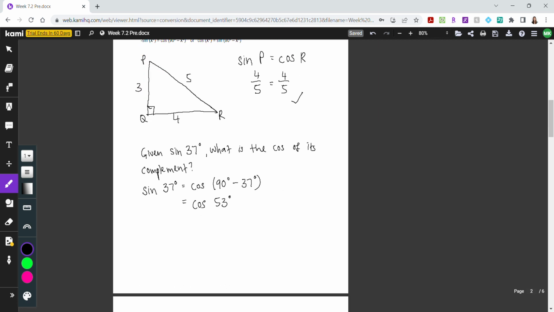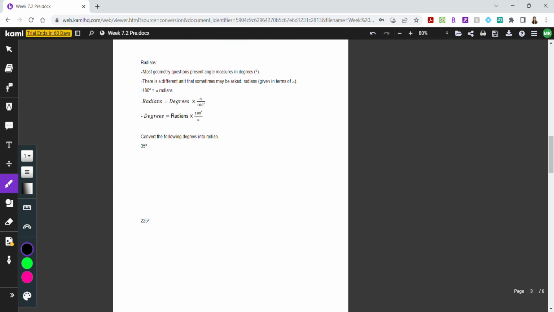All right. Next thing that we have is radians. Most geometry questions present their angle measures in degrees. There's also a different unit that sometimes will be asked, which is radians, and normally this is given in terms of pi. You would just leave it in pi. What we know is that 180 degrees is equal to pi radians. These two are the formulas that you should remember so that you can convert. As long as you remember one of them, you should be able to use the other because you're essentially just substituting.